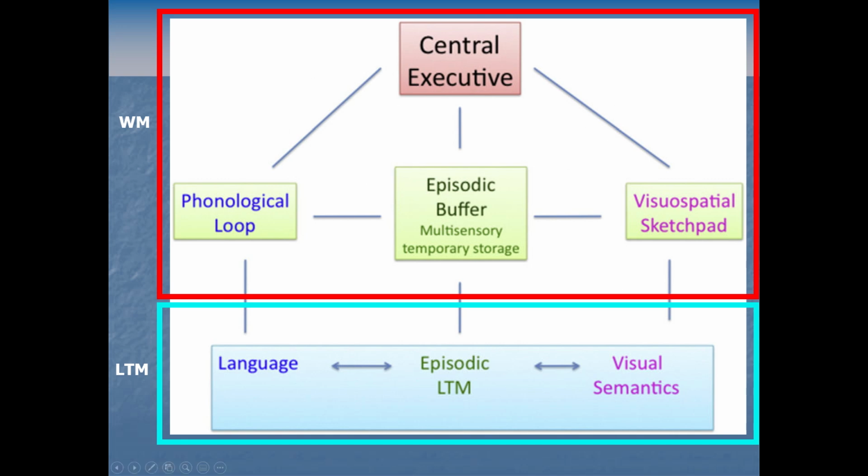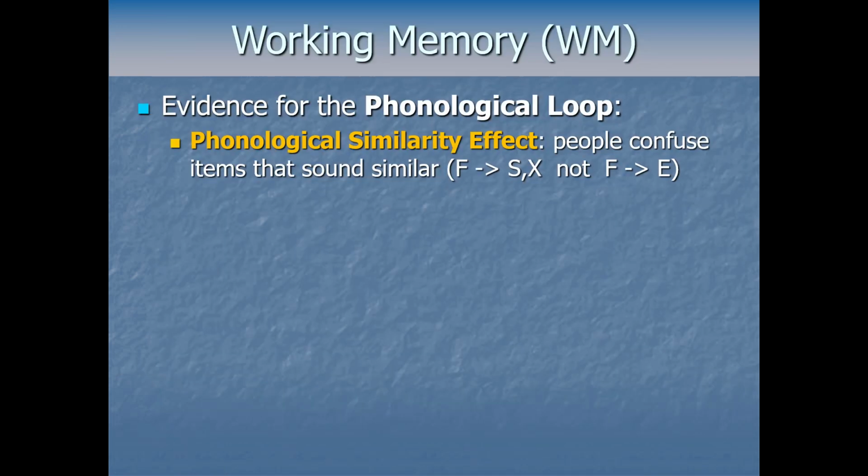Now, let's see some evidence supporting this idea that there are these distinct components. Let's start with the phonological loop. We've already seen one experimental result that's consistent with the phonological loop, and that's the phonological similarity effect. When people make memory errors, like when you're trying to recall a list of letters you heard before, it's not random. Instead, people tend to confuse items that sound similar. So, F sounds more similar to S and X than it does to E and V and G, which all sound similar to each other.